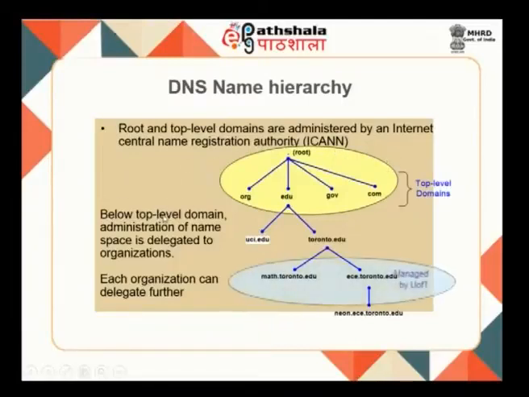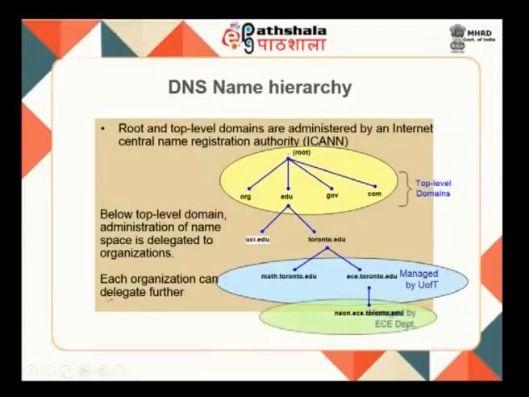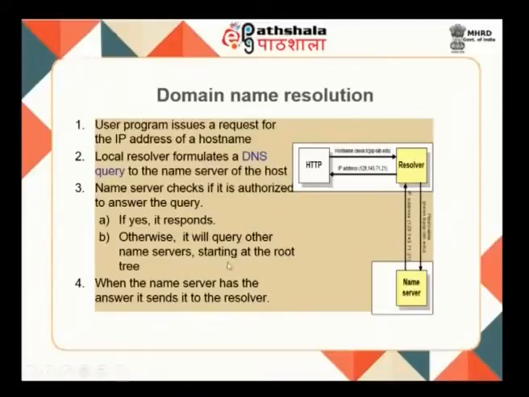Below the top level domain, you have the namespaces allocated to different organizations, and each organization can in turn delegate them further to other subdivisions within that organization, and so on. So, you can see how this hierarchy allows growth of the namespace. Different levels can be introduced as organizations expand and want further subdivisions in their namespace. Now, let us look at how domain name resolution will actually take place.